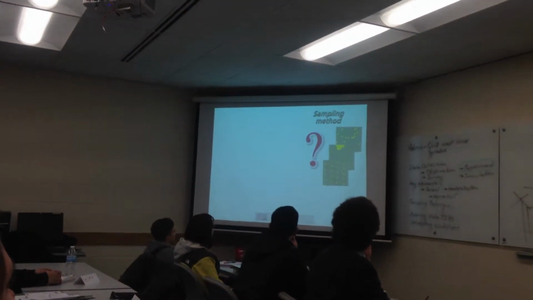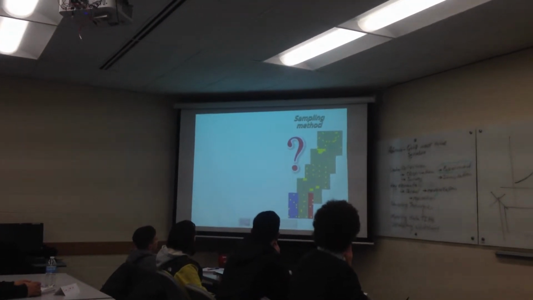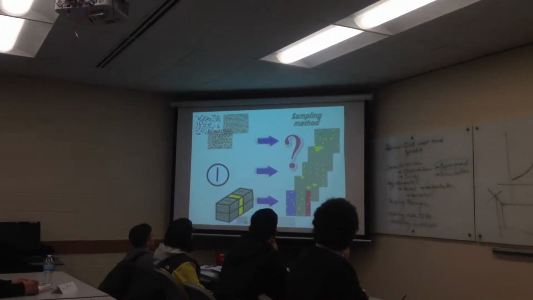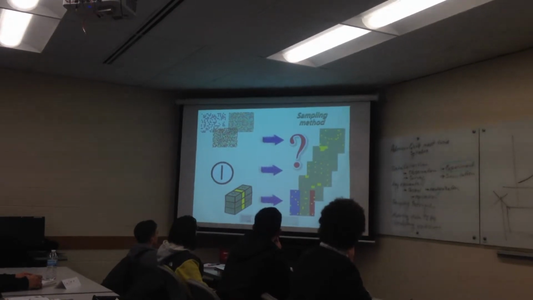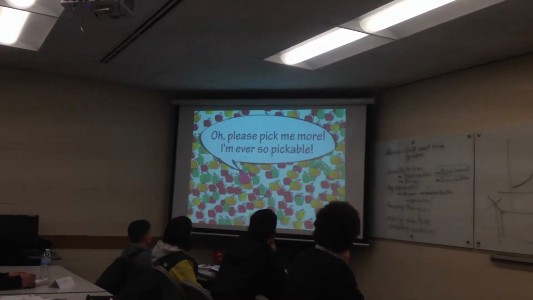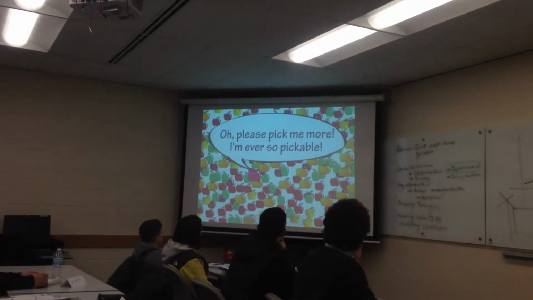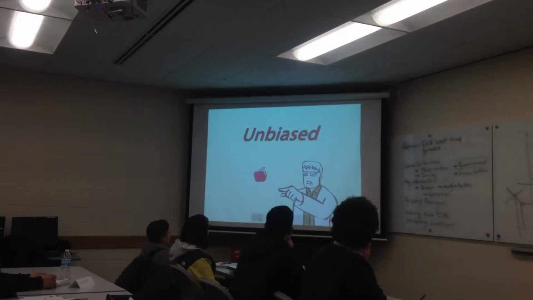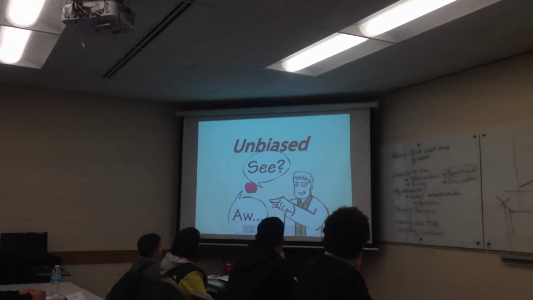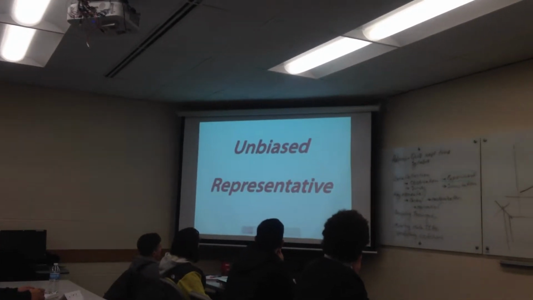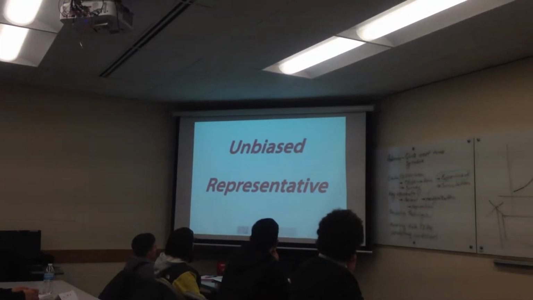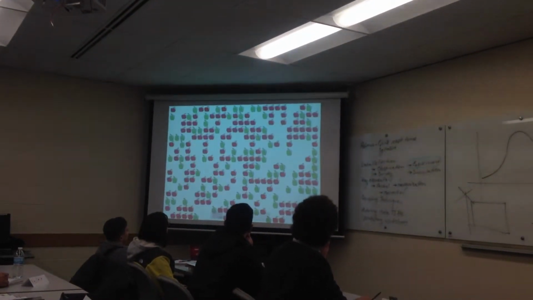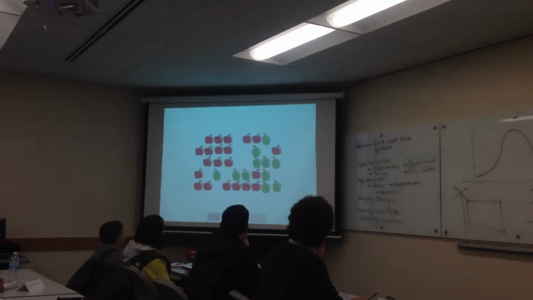The method chosen for taking the sample depends on the nature of the population and the resources available in terms of time and money. The ideal is for each object in the population to be equally likely to be chosen as part of the sample. This is called an unbiased sample. It is also desirable for the sample to be representative of the population. If the population of apples were 2/3 red and 1/3 green, the sample should be similarly split.